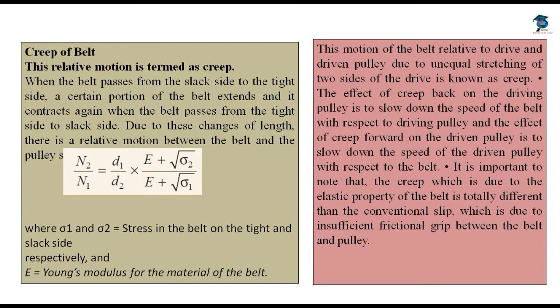Creep of belt: the belt extends and contracts repeatedly when the belt passes from the tight side to the slack side. Due to this length change, it is termed as creep in the belt, and the equation N2 by N1 is given in order to find out the creep. The creep is due to the elastic property of the belt, and is totally different from slip, which is due to insufficient friction grip between the belt and pulley.